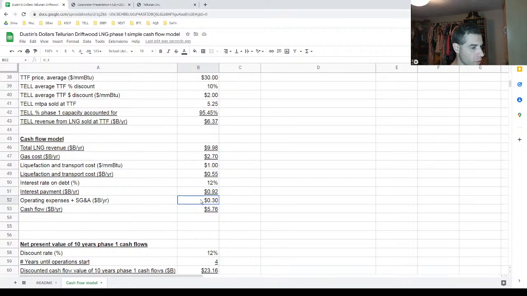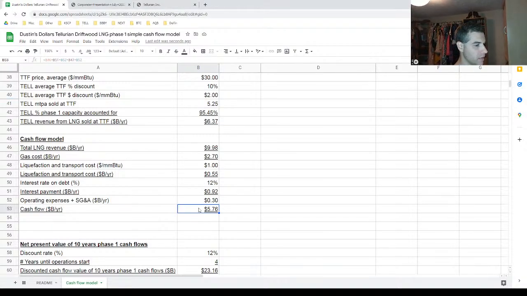So we take a stab at what we think their other expenses are going to be for the year. And then in total, we subtract all of those costs off of their LNG revenue to come up with our model for how many billion dollars per year we think Driftwood LNG Phase 1 is going to be producing at operations. So that is kind of the bottom line.